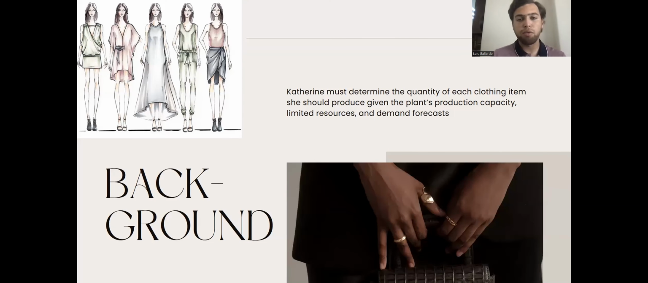More background of the company. Catherine must determine the quantity of each clothing item she should produce given the plant's production capacity, limited resources, and demand forecast, which are some of the constraints.